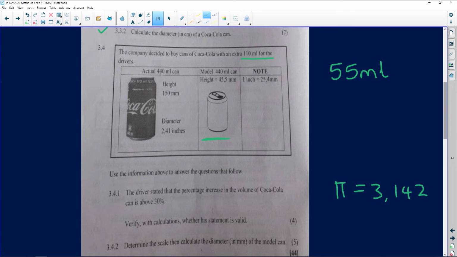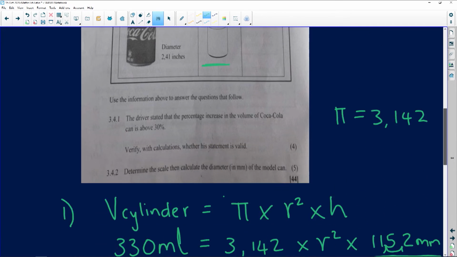Let's go calculate if the percentage difference really is 30%, because the question says to us here, use the information to calculate, and it says to us, the driver stated that the percentage increase in the volume of Coca-Cola can is above 30%. So we need to go and verify whether this is true or not. And if you don't get this answer, you're allowed to say the driver is not correct.